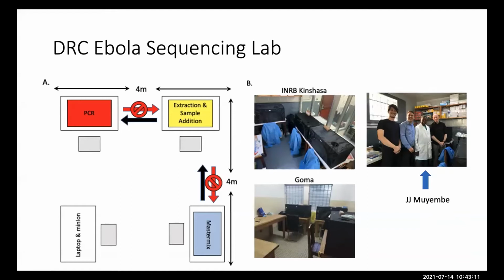And this is what it looked like when it was set up at the INRB in Kinshasa, in a single room with a dedicated chair and lab coat, you can see, for each of the areas. And then this is what Eddie and his team moved to Goma, which was closer to the epicenter of the outbreak, and reset it up there, and that's what it looked like there. And this is just a photo taken with the legend JJ Muyembe, who is actually the guy that discovered Ebola, and he came to visit the lab.